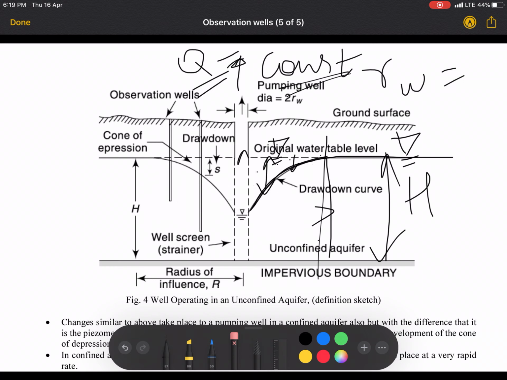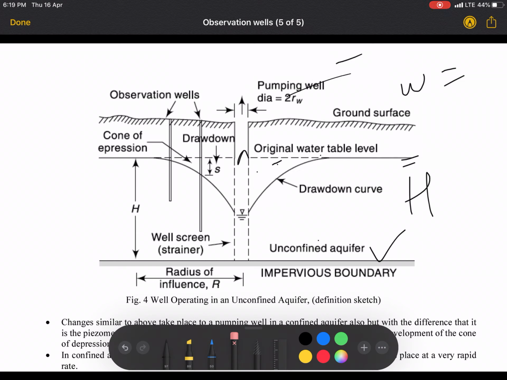I think this is not a very complex phenomenon. As we extract water, the water level will come down, and that cone is termed the cone of depression. The radius up to the point where we feel the influence is termed the radius of influence. And if we connect all the drawdown points, we will get the drawdown curve.